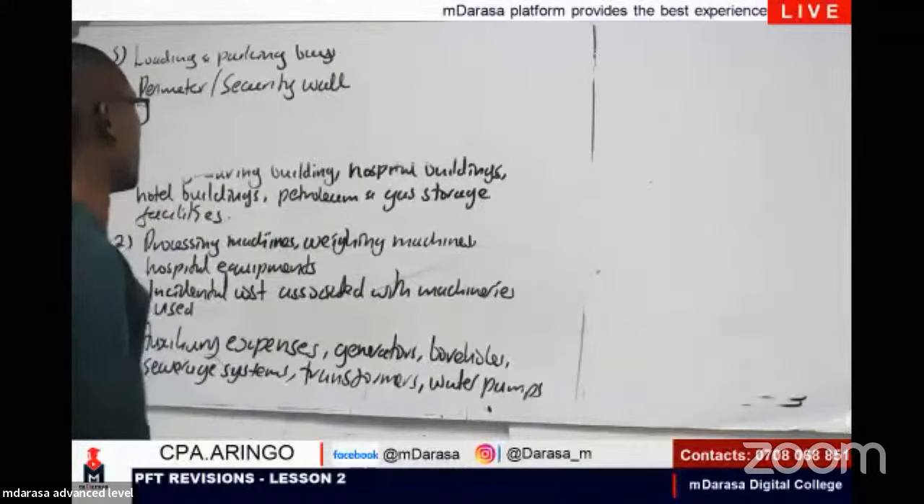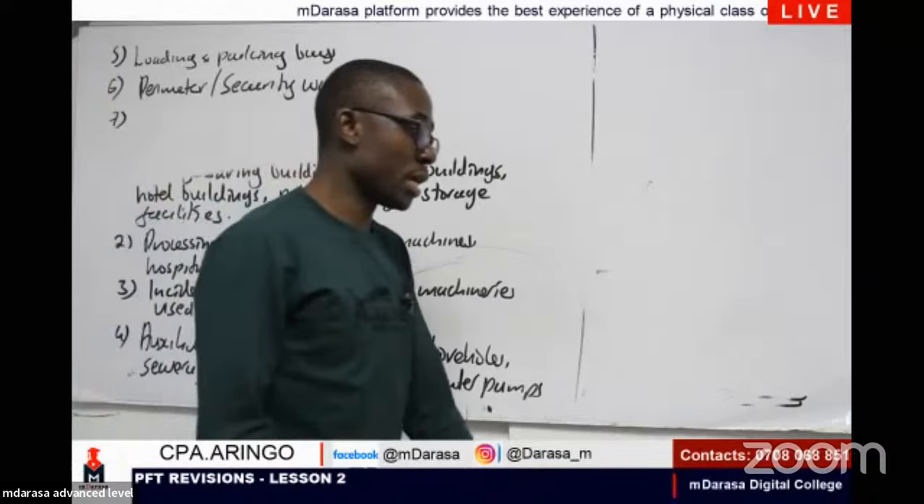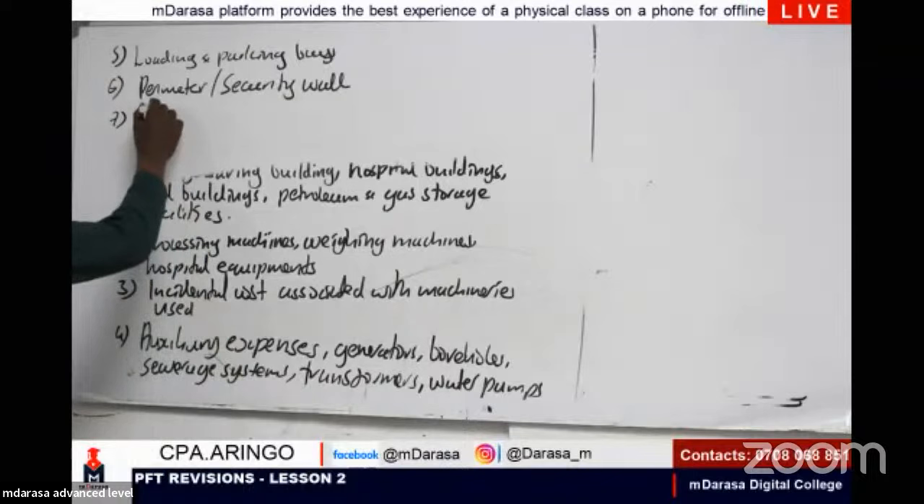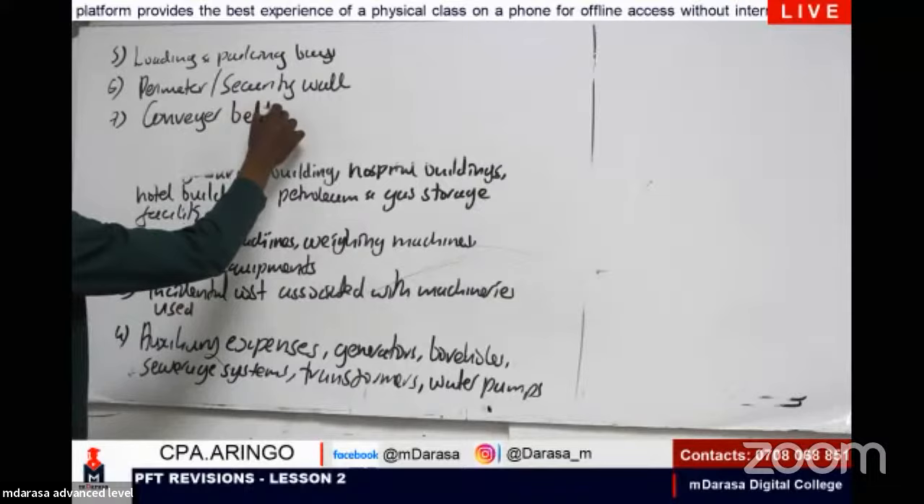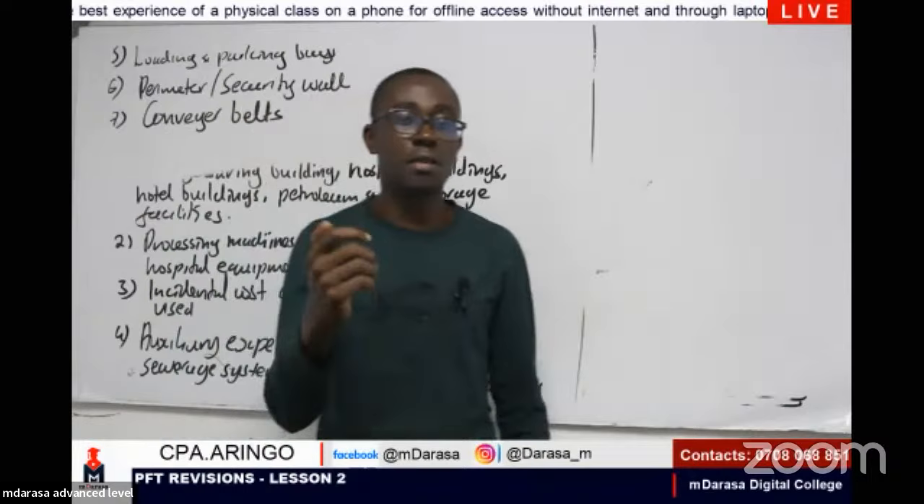Then the other item here, number seven, we can talk of items to do with conveyor belts. It could fall under part of our machineries, but you can just list it separately. So basically, these are some of the items that you should have at your fingertips.